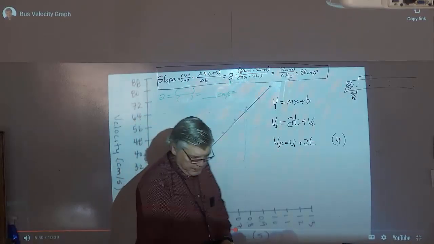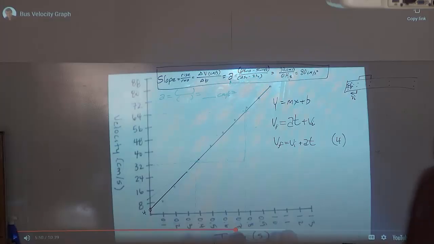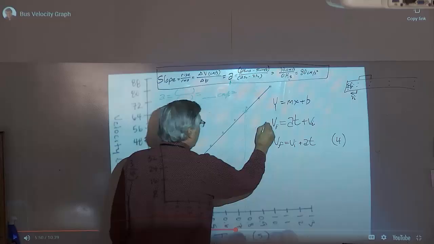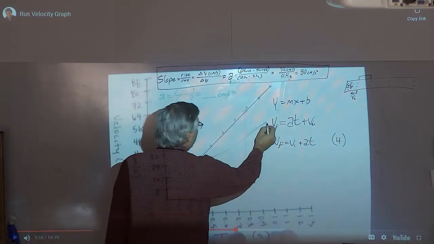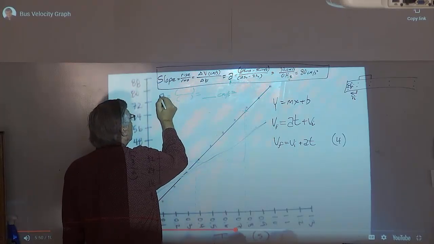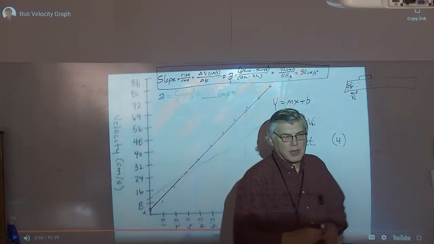Find the color that works. Well, not having good luck with pens today. Still not having good luck. But anyway, let's say your second one here is in blue. We'll graph our second bus as well.